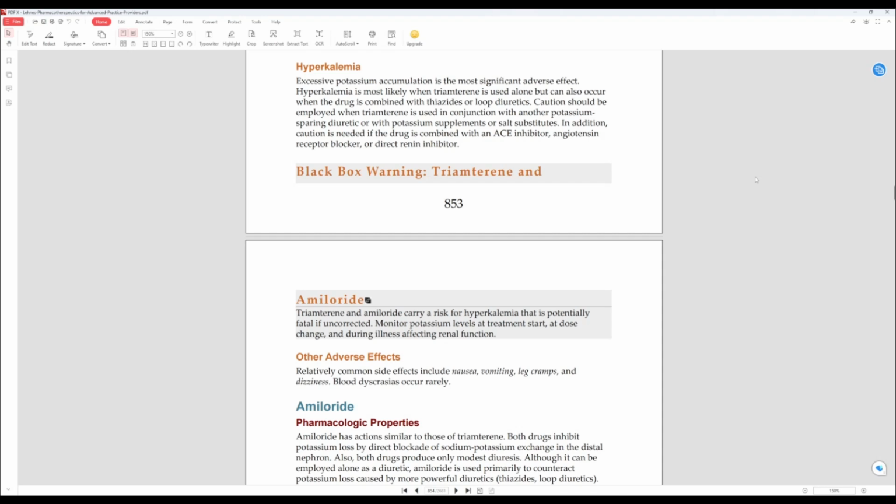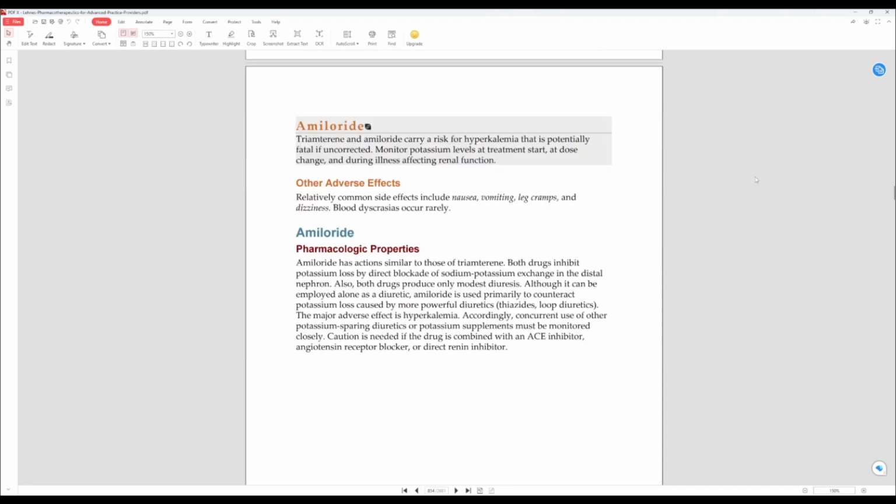So it's a black box warning for triamterene as well as for amiloride: it can carry the risk for hyperkalemia that is potentially fatal if left uncorrected. We must monitor our potassium levels at the start, at dose changes, and during illness that could affect renal function. So 3 different times that we would make sure that we are checking our potassium levels.